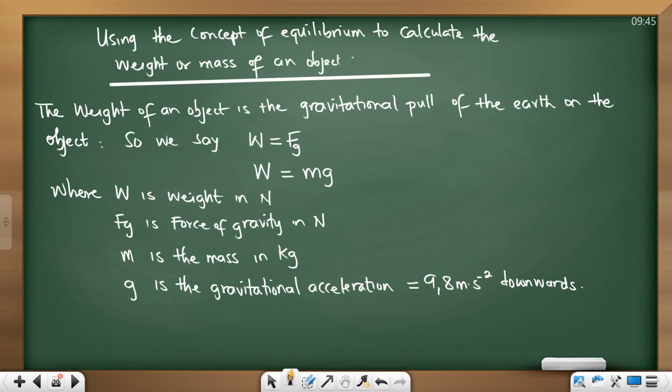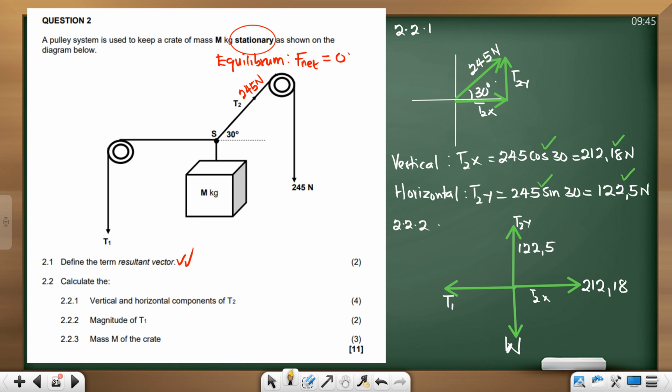So, do you think we have an answer to this question? What is the magnitude of T1? Do you think we have an answer? The system is at equilibrium. Let's put a dot there. I think we have an answer. The total on the left should be equal to total on the right. So I'll come here and say that T1 therefore should be equal to what? 212,18 newtons. We are done. Check, 2 marks.